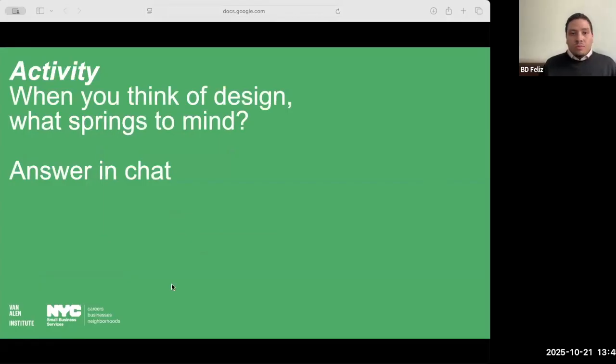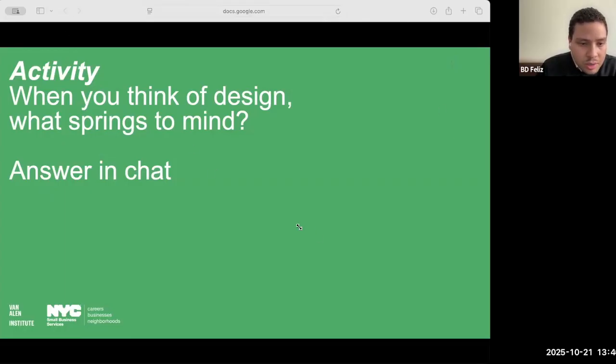Okay, so just to give you a little bit of a sampler of some of what the activities are going to look like. When you think of design, what's something that springs to mind? Very briefly, it could be a word, it can be a lot more than that. When you think of the word design, what comes to mind? And if folks can add it to the chat, that would be super helpful.